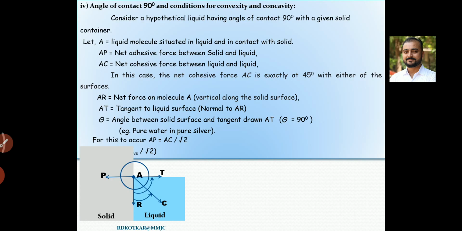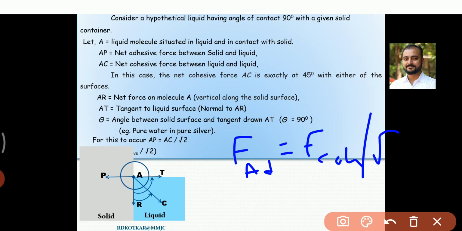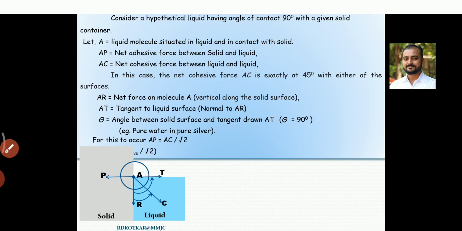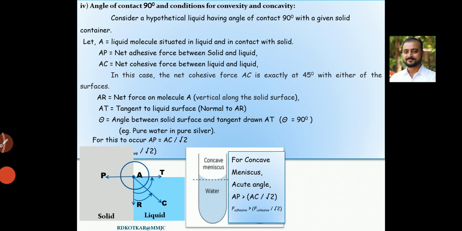This can also be written simply as: adhesive force is equal to cohesive force divided by root 2. It's a simple one. In a similar manner, now we have to study the conditions for producing the concavity and convexity.